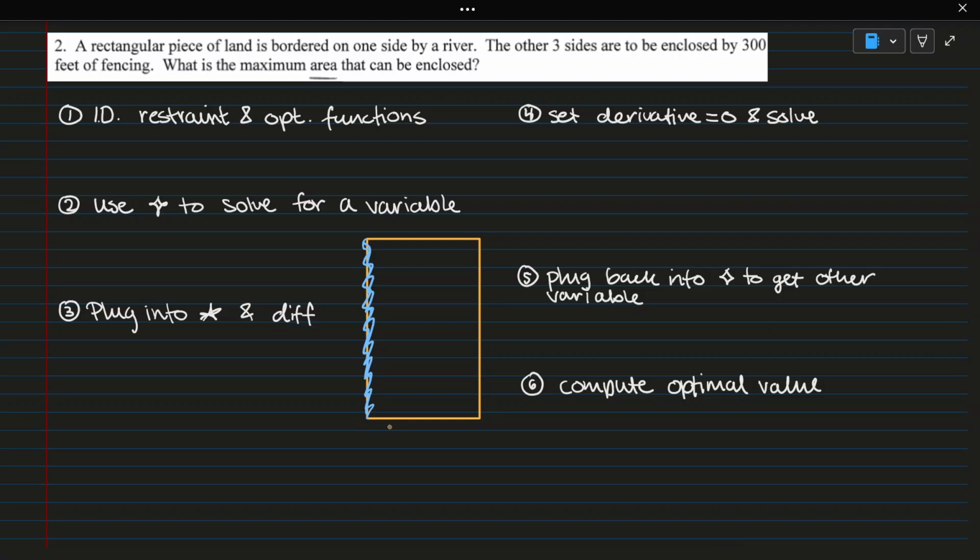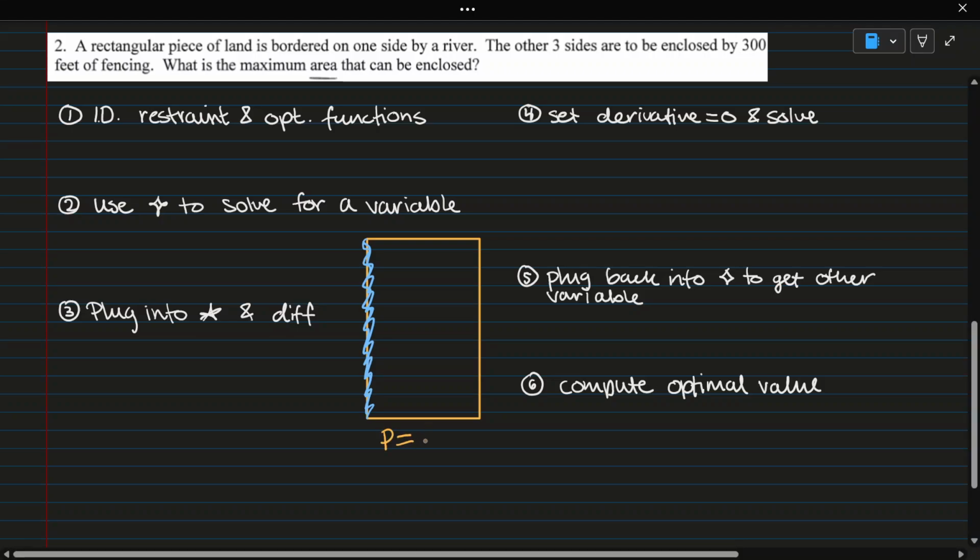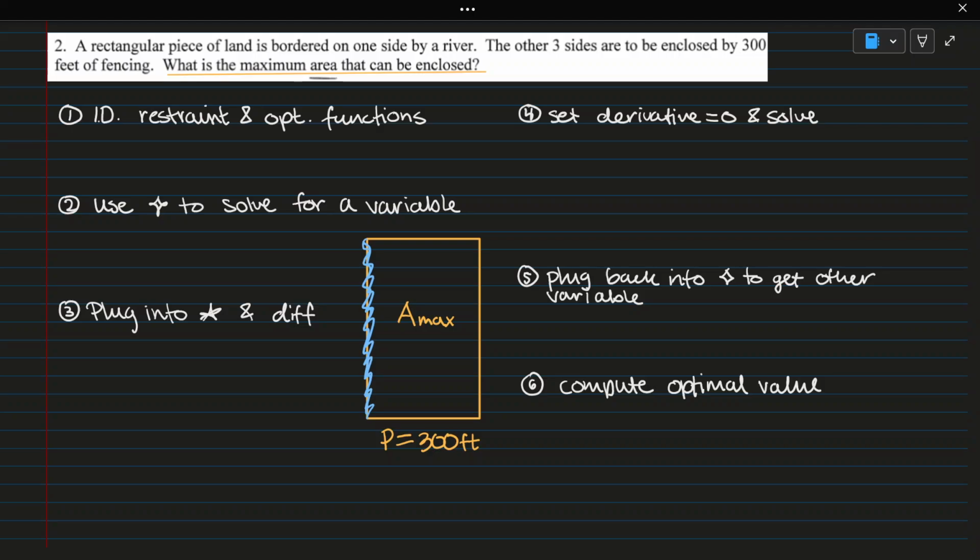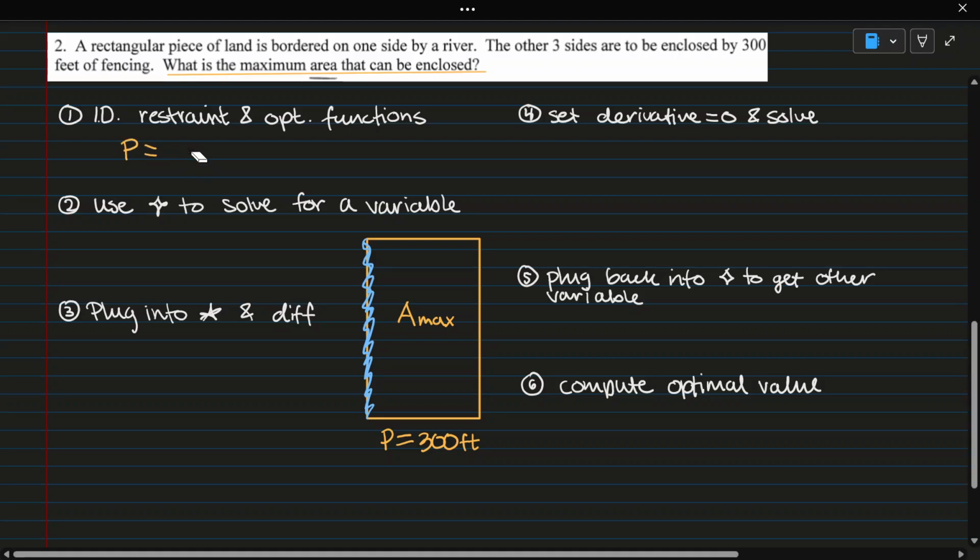So we know that our perimeter is going to equal 300 feet. And we want to maximize the area that's enclosed. So we want to know a max. Okay, so the first step that we need to do is identify our constraint and optimization functions. So for my constraint function, I'm given that my perimeter has to be 300 feet. So P equals 300. So what is perimeter in this case?